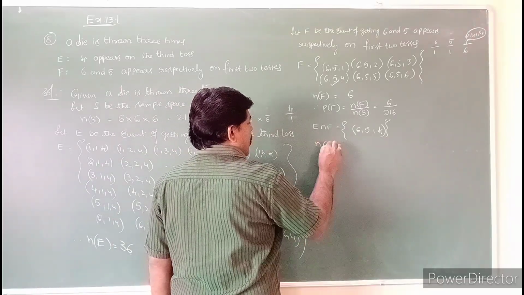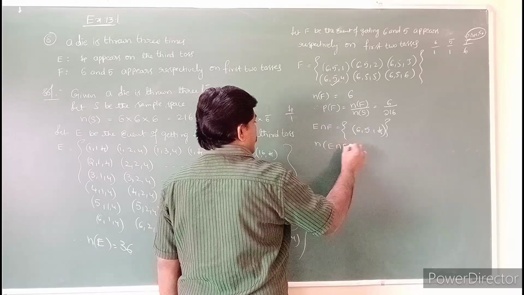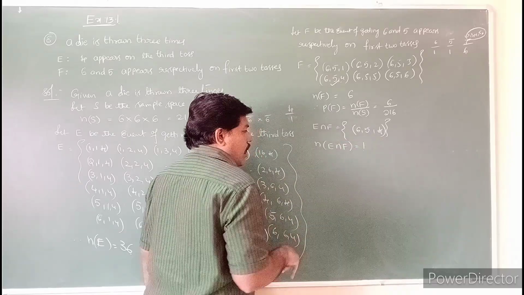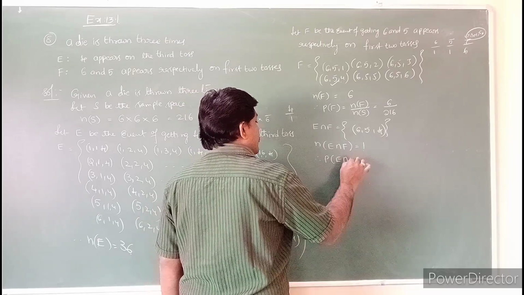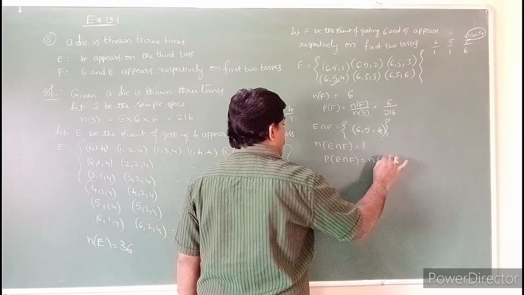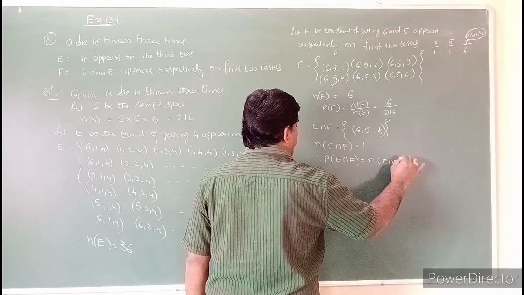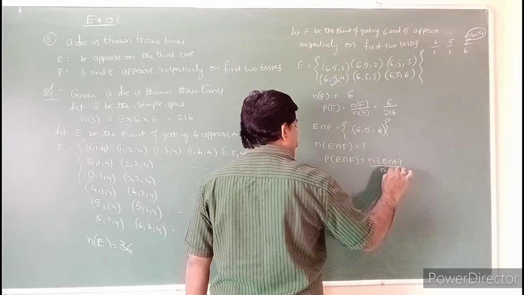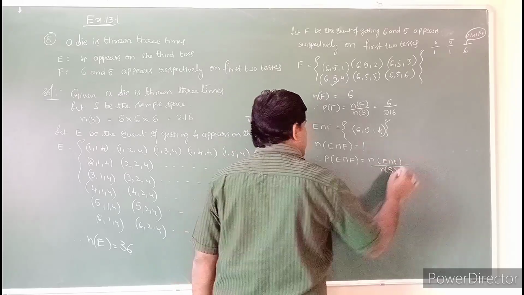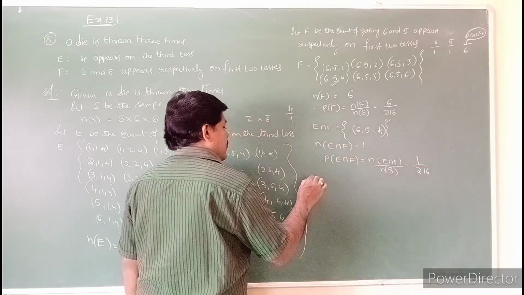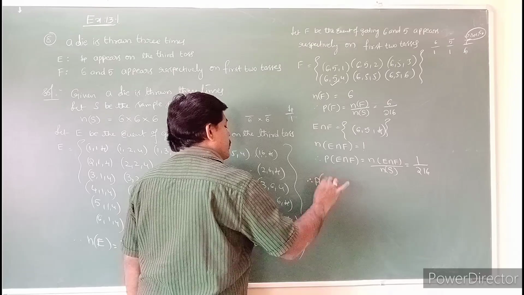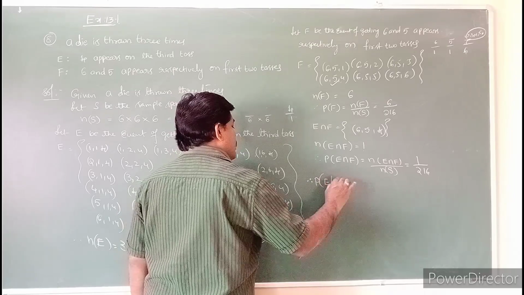So that is nothing but N of E intersection F. N of E intersection F is 1 only. Therefore, probability of E intersection F is equal to N of E intersection F by N of S. So that is nothing but 1 by 216. But what is the question? Probability of E given F.